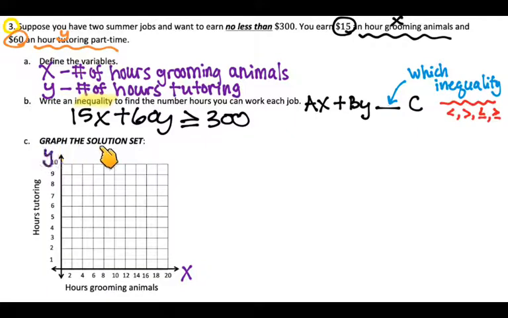So part C, we want to graph the solution set. And we've already graphed this in our calculator. We just need to transfer it to this grid here, or this coordinate plane. So we want to take this and type it into our calculator so that we can find the y-intercept, the x-intercept, and then we can graph it.